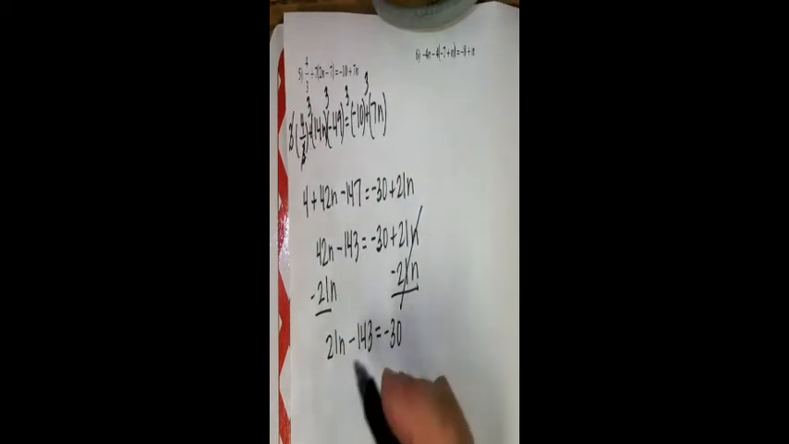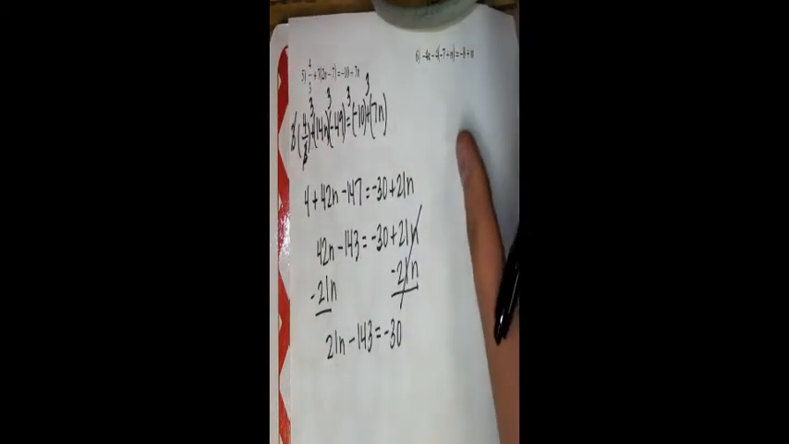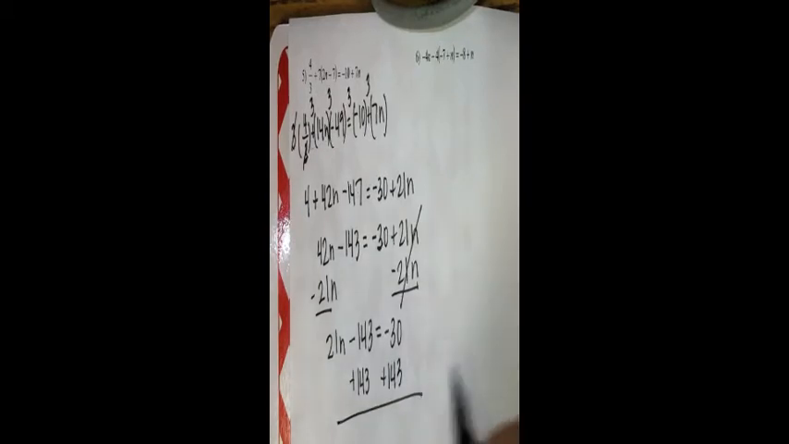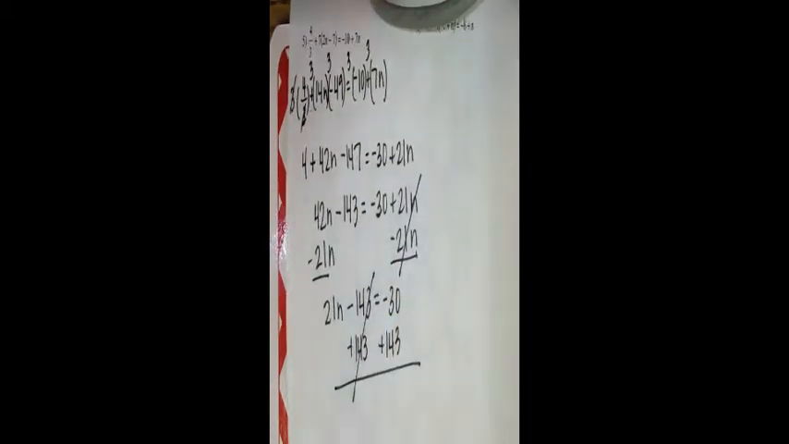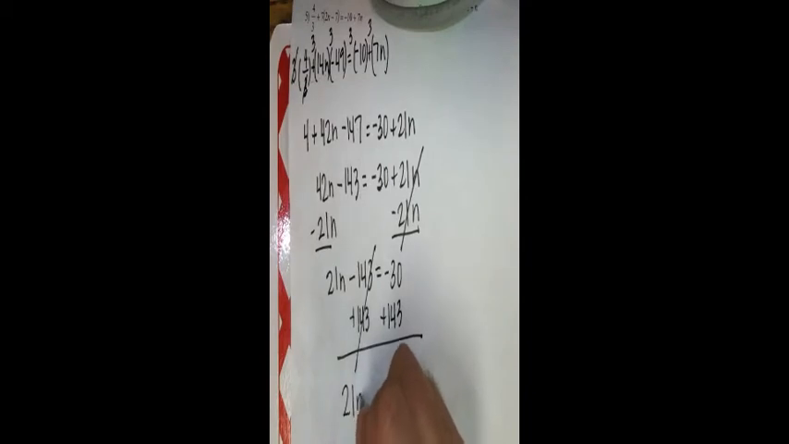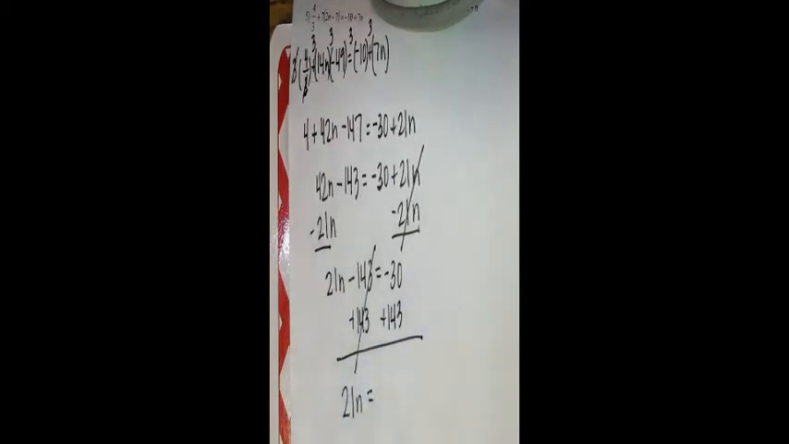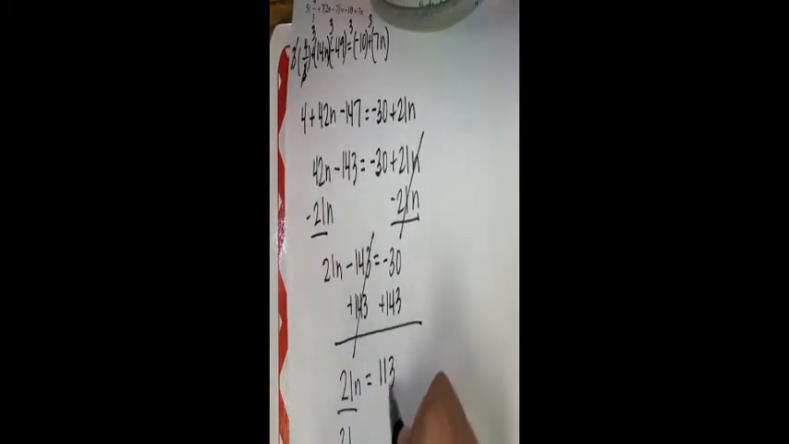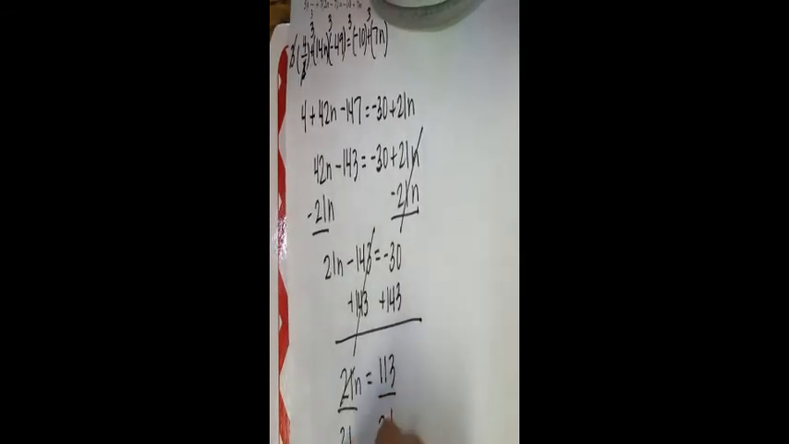Okay. Then you're going to get rid of the number that is near the variable. So we're going to add 143 to both sides. Okay. That cancels out. So you're left with 21n is equal to negative 30 plus 143, which is 113. Okay. Divide both sides by 21. And last but not least, n is equal to 113 over 21, or as a decimal, 5.38.